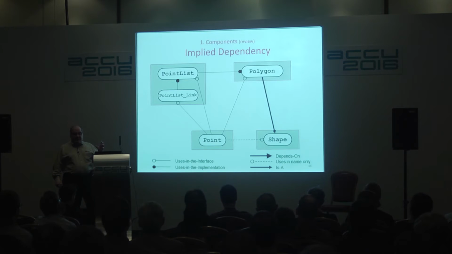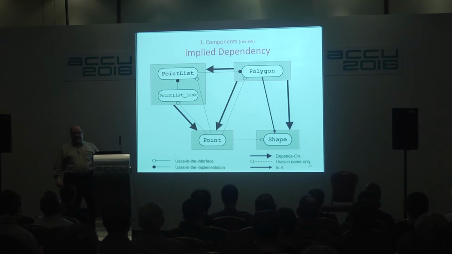So we use the big fat arrow from box to box now, and we observe that Polygon is a shape, so Polygon's component depends on shape's component. Polygon uses point in the interface, therefore Polygon's component depends on point's component. And the same for point list. And then finally, Polygon uses point list in the implementation, and so there is a physical dependency there.